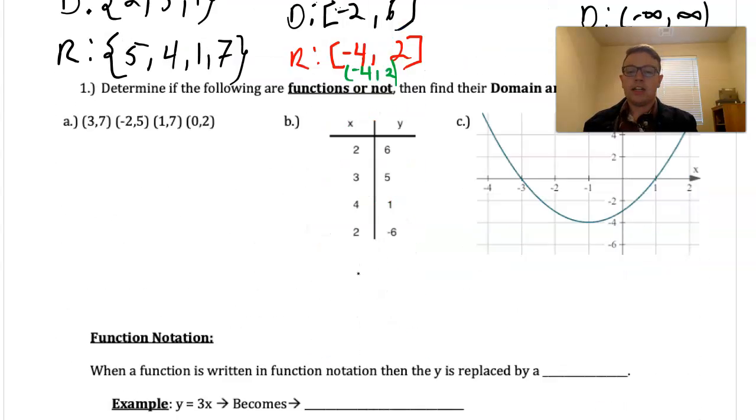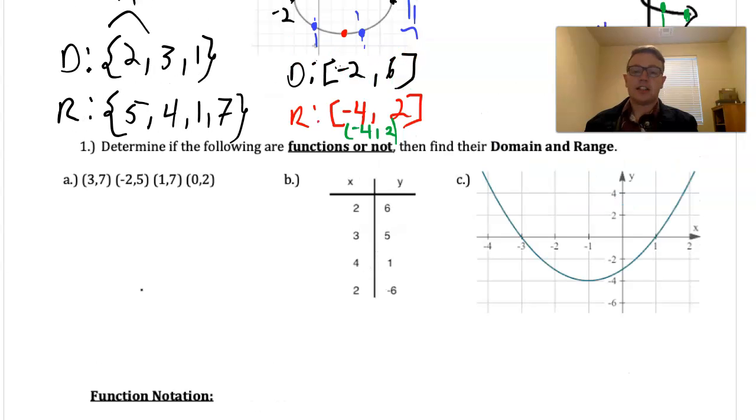Right. Now we have a couple of problems for you to practice. Go ahead and look at these, figure out whether they're functions or not, and figure out their domains and ranges.